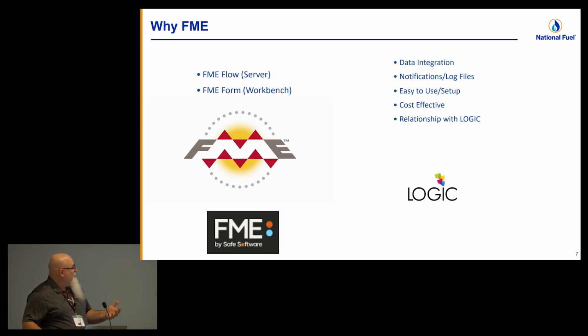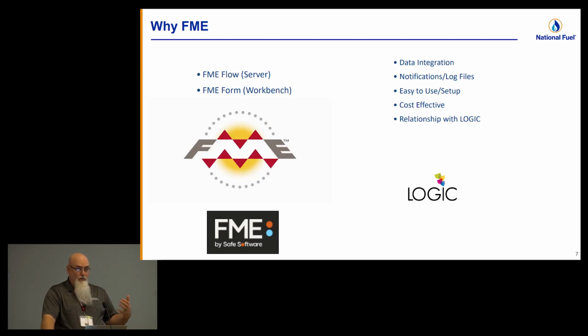So when we looked at FME, we decided on it because of all of the data integration. They had so many different connectors. You could pull data from almost anywhere and put it back anywhere. You can go two directions, everything. And they had fantastic notification setups.